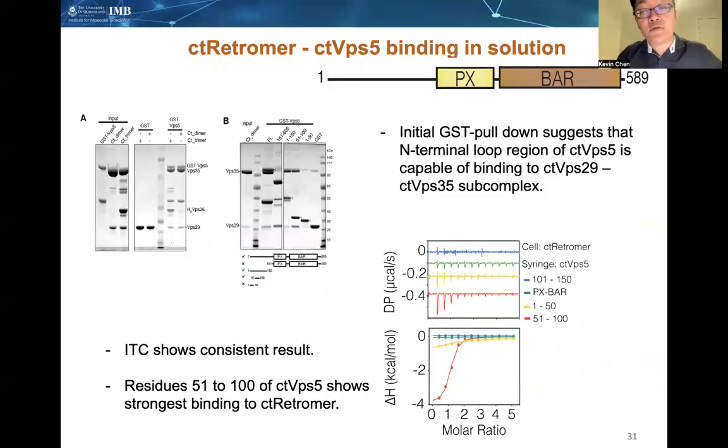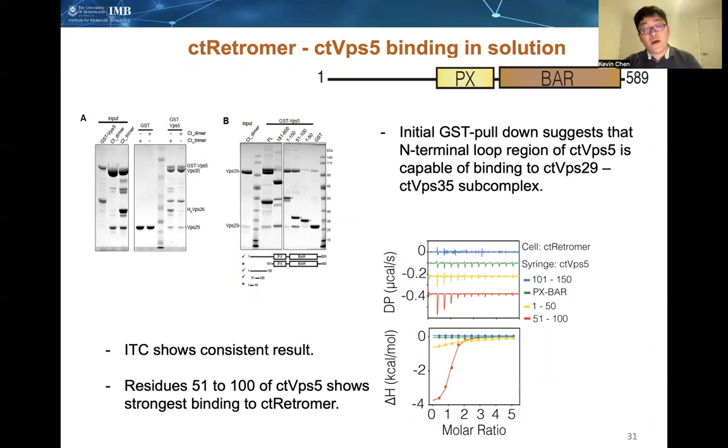Well, this is something we actually did. After we had done the cyclic peptide study, we revisited this project. We found that it is actually the N-terminal loop region of VPS5 that is capable of binding to the VPS29 or VPS35 subcomplex. And consistently, using ITC, we show that residues 50 to 100 of the N-terminus of VPS5 are the ones that show strong binding to the retromer. So it's actually quite different from the cryo-ET structure.